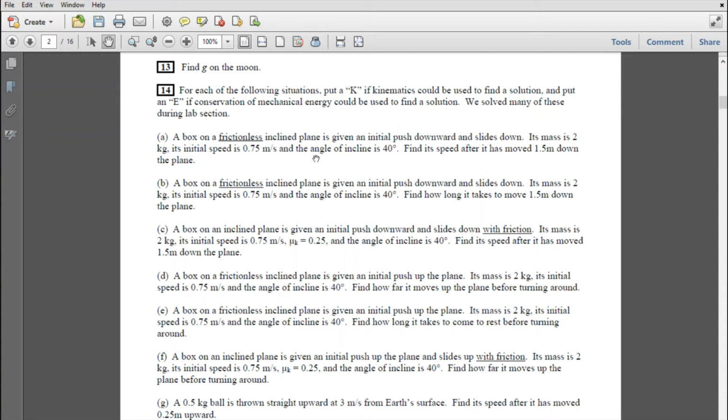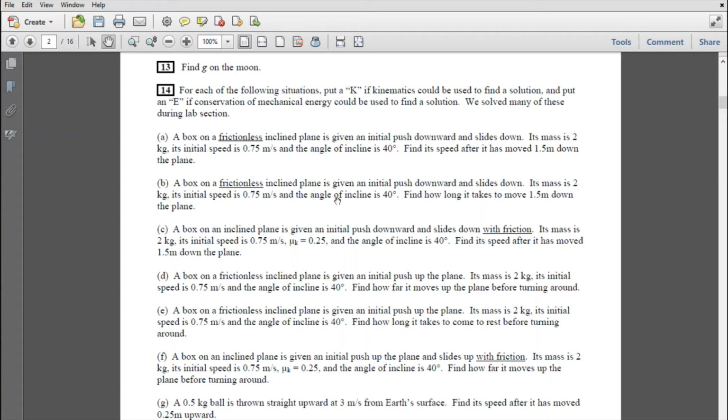A, a box on a frictionless inclined plane, given an initial push downward, slides down. We're given the mass, we're given the angle. Find its speed after it's moved 1.5 meters down the plane. In this case, we could use either kinematics or energy methods, right? If I were going to use energy methods, I would tend to take my system to be the box plus Earth, with gravity being an internal force, and take the normal force to be external, but then that normal force would do 0 work.